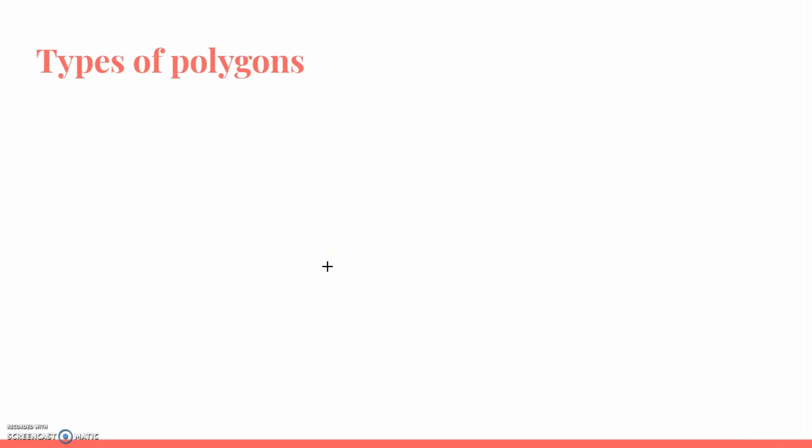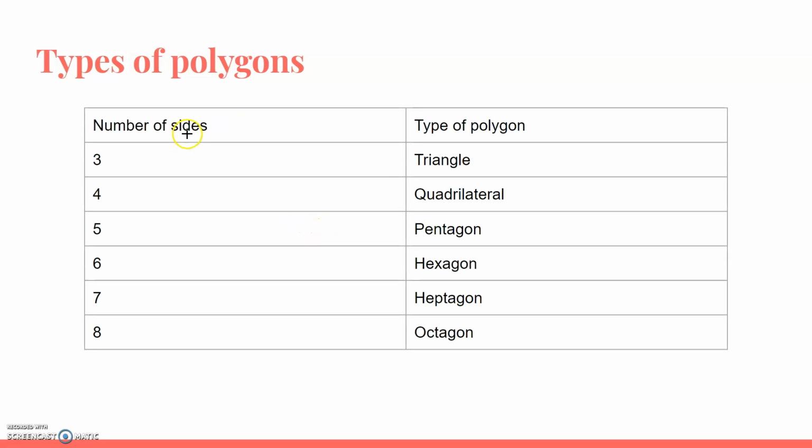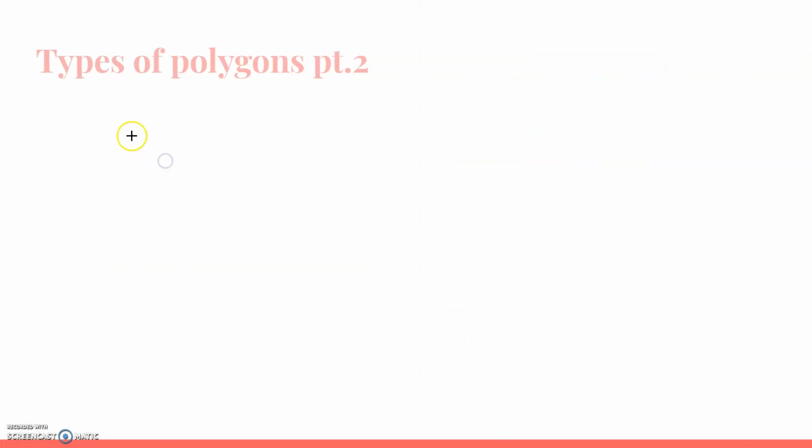Alright, next, types of polygons. So as you might have heard, triangle, quadrilateral, pentagon, hexagon, all these different shapes, they're all types of polygons according to the number of sides they have. So for example, if there are 3 sides, triangle, 4 sides, quadrilateral, 5 sides, pentagon, 6 sides, hexagon, 7 sides, heptagon, and 8 sides, octagon. There's still more.